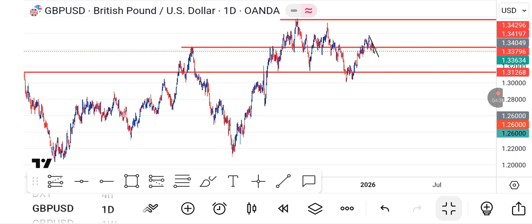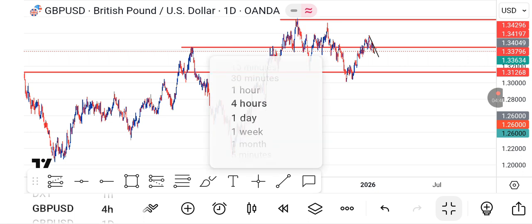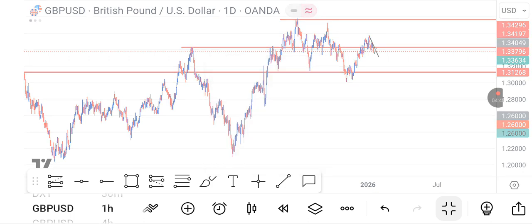So let me go to my lower time frame, that is the 15-minute time frame, to show you how I did it. That's my entry time frame as a day trader. Okay, hold on, let me see if it will load.